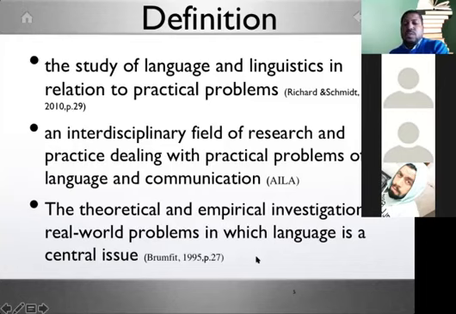So to summarize this section on the definition, I would define applied linguistics as a discipline, a field, an area of study, an area of inquiry, a domain. All of these terms are suitable. So it's a field that is interdisciplinary, and it is interested in solving problems in which language is the main issue, or problems related to language. So this is one simple definition for applied linguistics. And of course, you can come up with your own definitions.